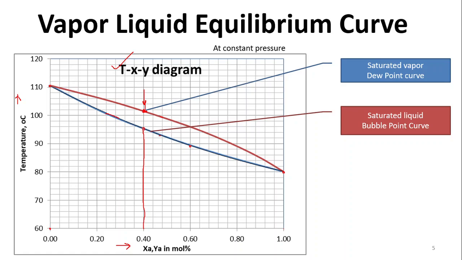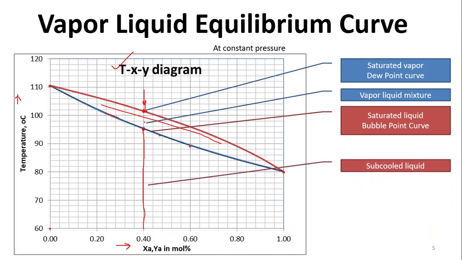That's why I told you that the dew point is always more as compared to the bubble point for the same composition. And second, in between these two curves is called the vapor liquid mixture region, the VLE region. Vapor liquid mixtures are there, and below the saturated liquid curve, these are the positions where everything is in the liquid phase. So that is called the subcooled liquid section.